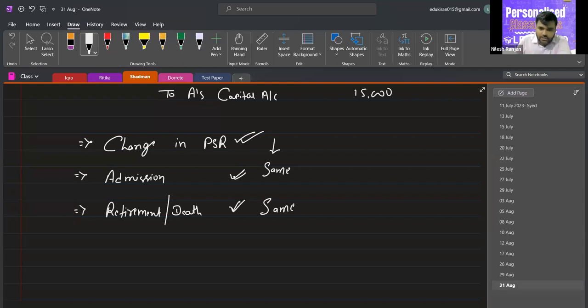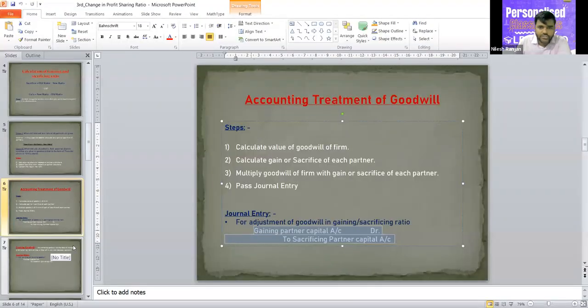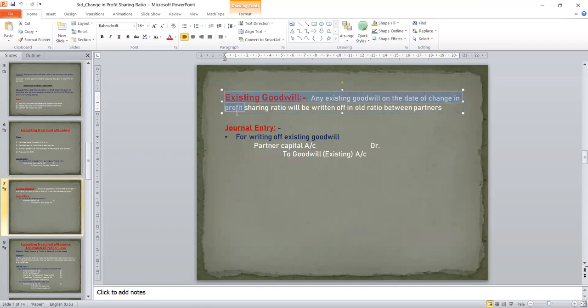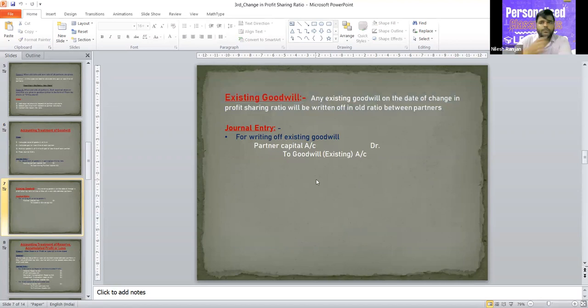After that, we are now starting our new concept. Actually, we have done this existing goodwill part. Yes or no? Yes, sir. Have you written this also?